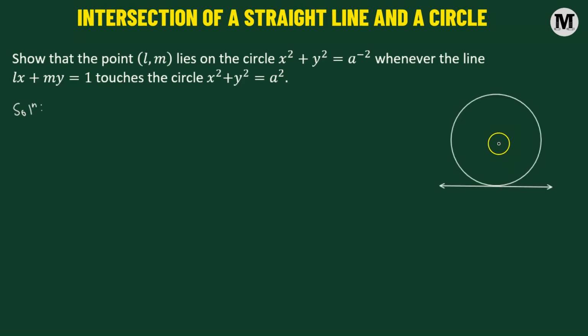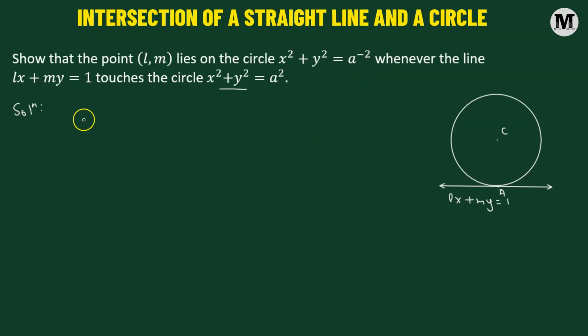Here we have a circle centered at C, and this equation is given to us: x squared plus y squared equals a squared. This circle is touching the line lx plus my equals 1, let's say at point A. Then we need to show that the point (l, m) must lie on another circle given by the equation x squared plus y squared equals a to the power of -2.